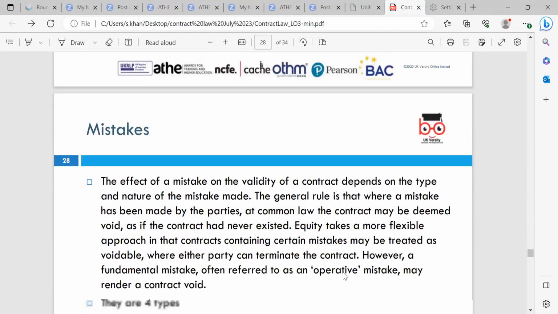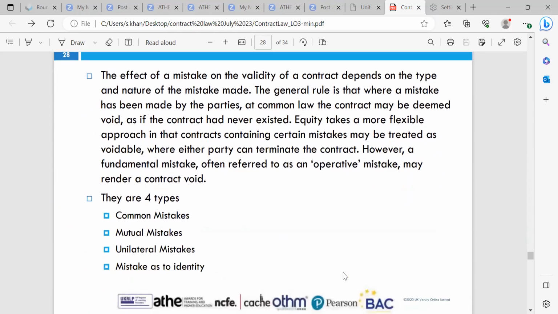Mistake. The effect of mistake on the validity of a contract depends on the type and nature of the mistake made. The general rule is that where a mistake has been made by the parties at common law, the contract may be deemed void as if the contract had never existed. Equity takes a more flexible approach in that contracts containing certain mistakes may be treated as voidable, where either party can terminate the contract. However, a fundamental mistake, often referred to as an operative mistake, may render a contract void.